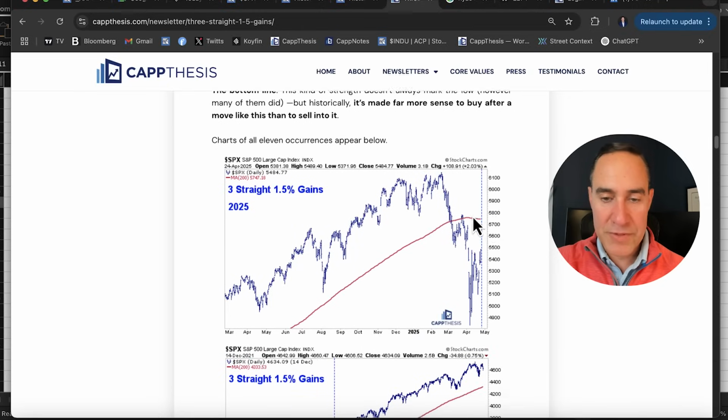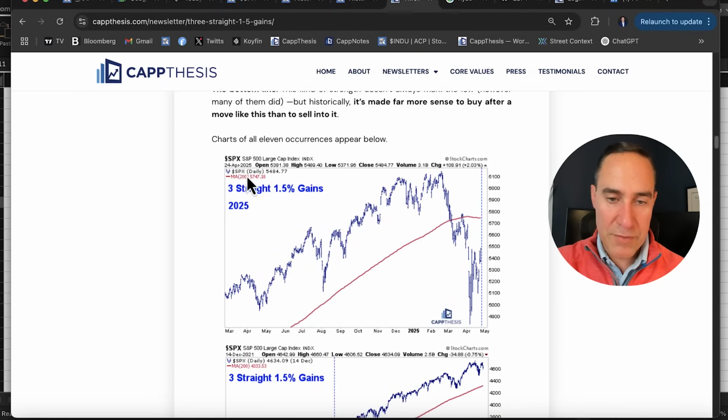So here are some examples. This is the most recent one that occurred right after April 24th. The S&P was trading right around not even 5,500 at the time. So we know that, of course, the market's been rallying much more than that over the last number of weeks.